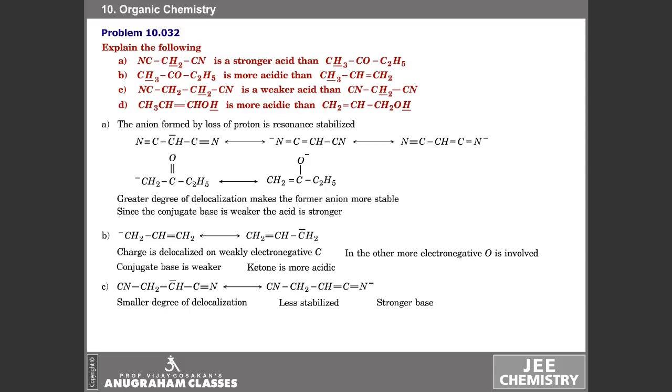In the fourth, we are given 2 enols. Both are propenols. One is propen-1-ol. The other is prop-2-en-1-ol.